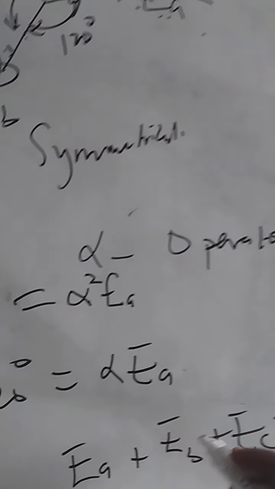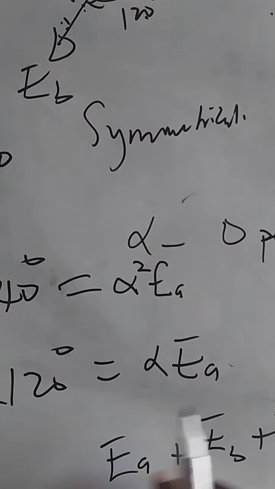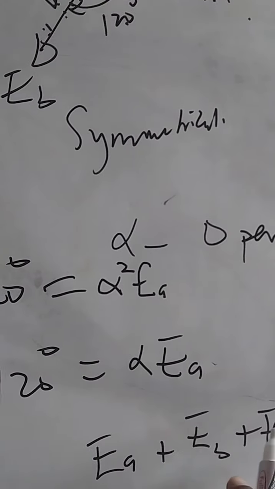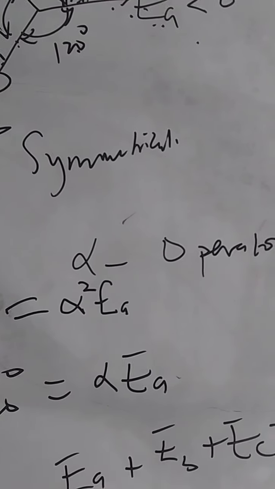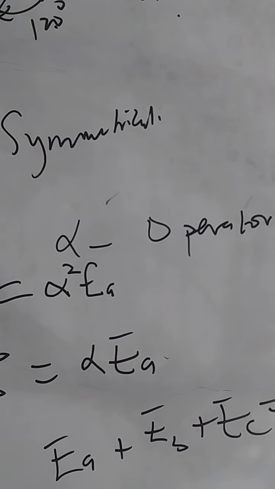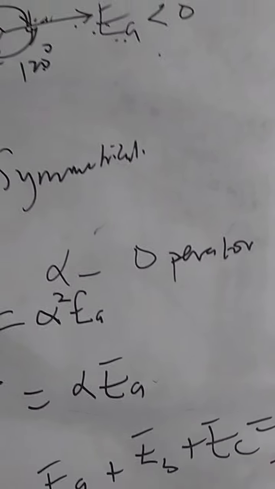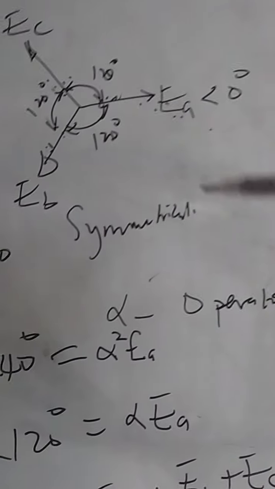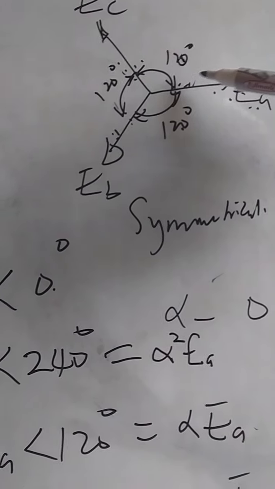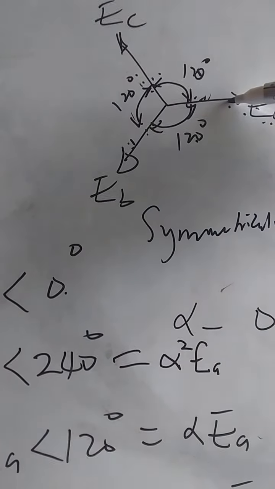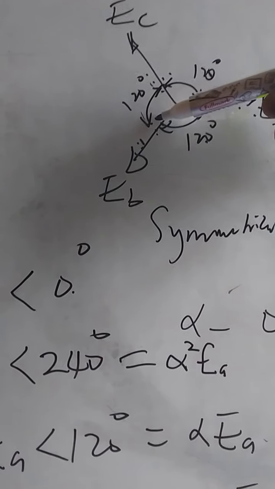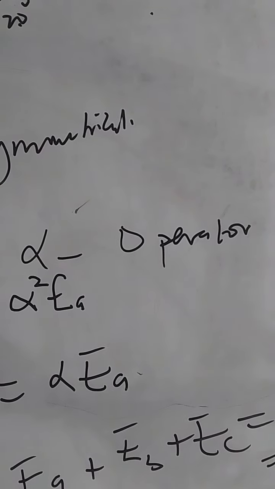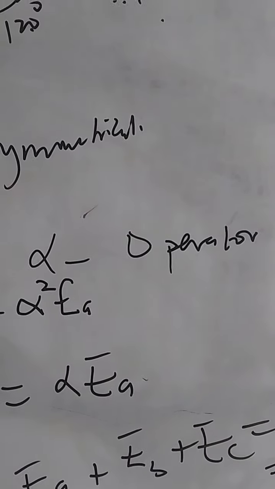Right. And you know that normally this balanced system, when you have the summation, EA into 1 plus alpha plus alpha squared, it comes back to the 0 point. That is 1 plus alpha plus alpha squared comes back to 0. So this will eventually be what? 0.